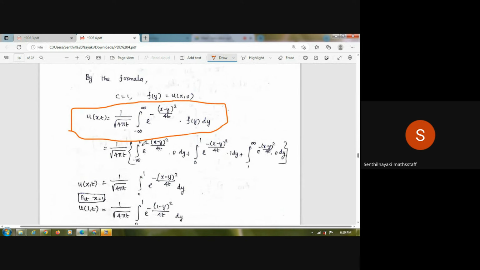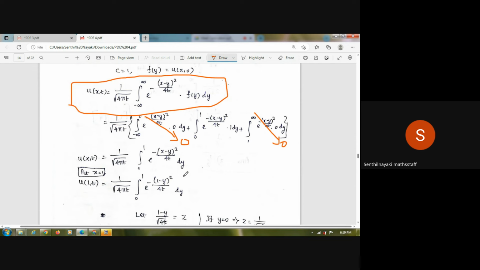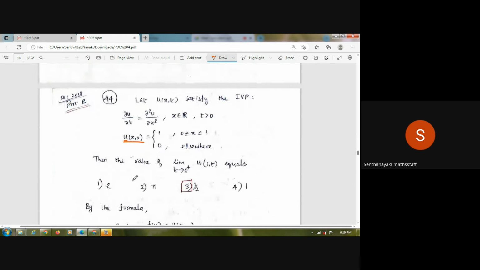So this minus infinity to 0 the value is 0. Similarly 1 to infinity the value is 0. So these two integrals become 0. So it is enough to evaluate the second integral. So integral 0 to 1 e power minus of x minus y the whole square by 4t into dy. Here we have to find out u of 1 comma t.